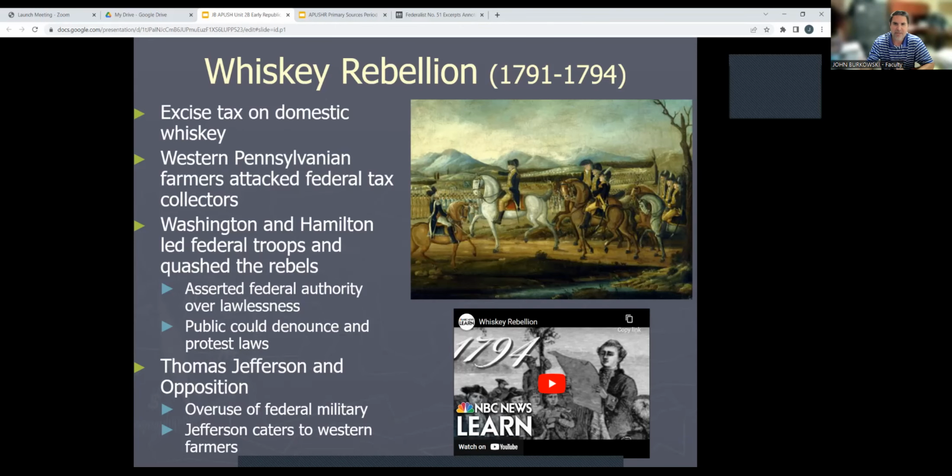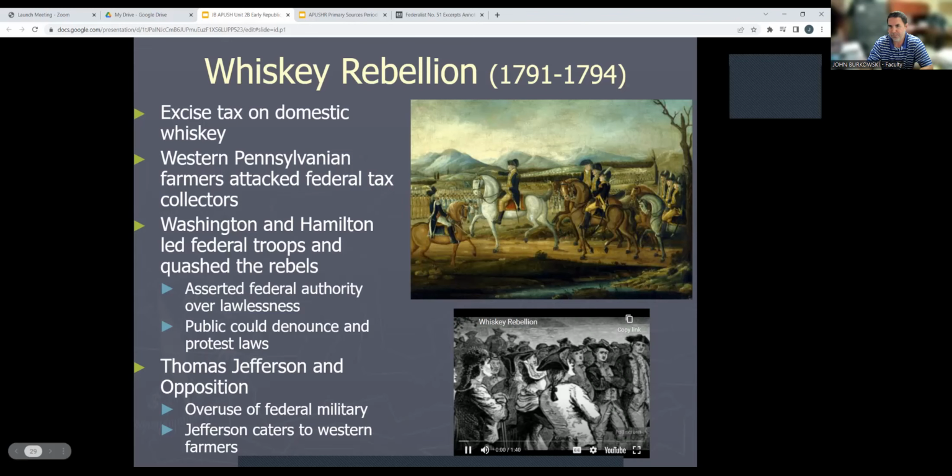Well, now let's talk about this. So let's talk about the Whiskey Rebellion, because one of the issues that is going to come back to Hamilton's economic plan is collection of revenue. Where do we generate revenue from? And Hamilton's going to suggest excise taxes. What excise taxes is going to be on? Whiskey, American whiskey. So let's watch this clip from NBC Learn about the Whiskey Rebellion, and then we'll discuss it further.